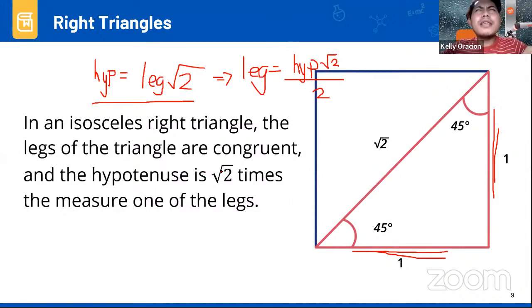Wait, let me correct myself, I might be wrong. So, this is correct. This is the formula if the leg is missing, given the hypotenuse.